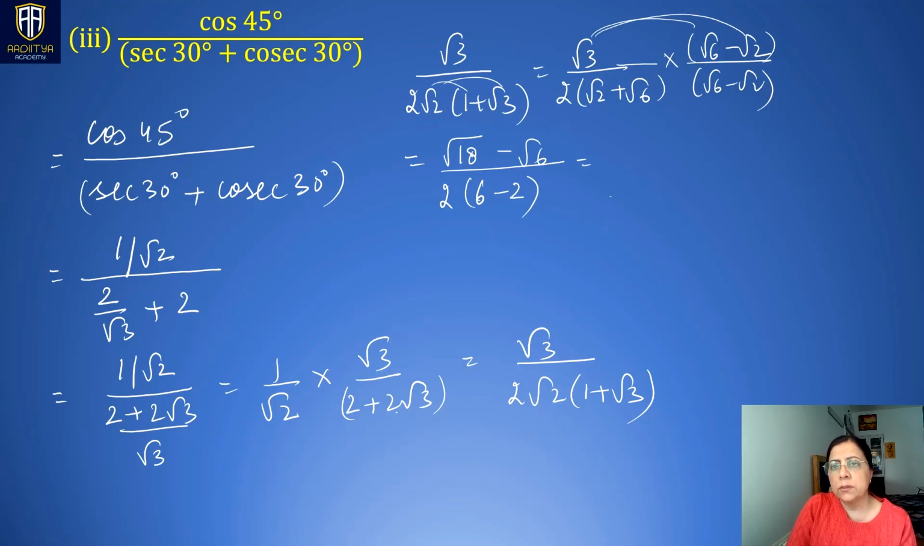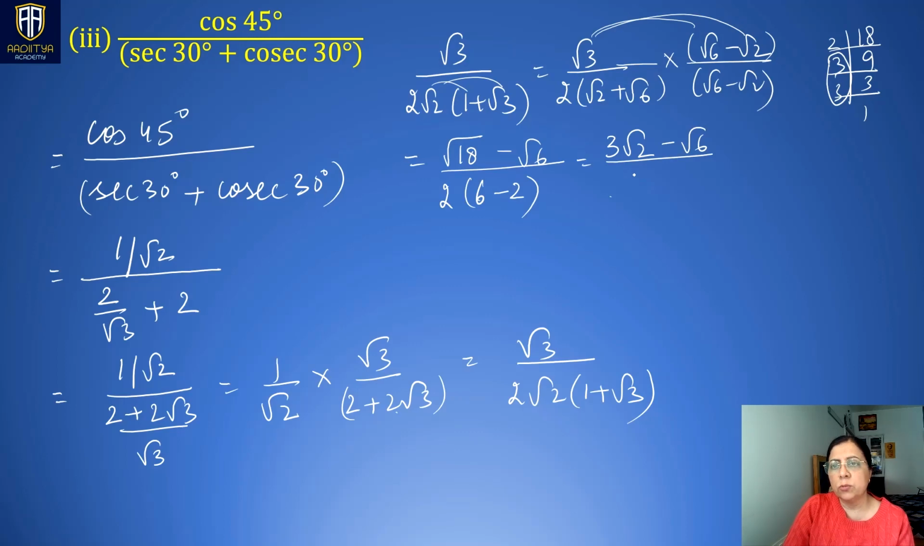So now root 18 can be factorized as, see, 18 can be written as 2 9s are 3, 3, 3, 1. So we can take out one 3 from this pair. 3 root 2 is left inside. Root 6 cannot be broken like this.